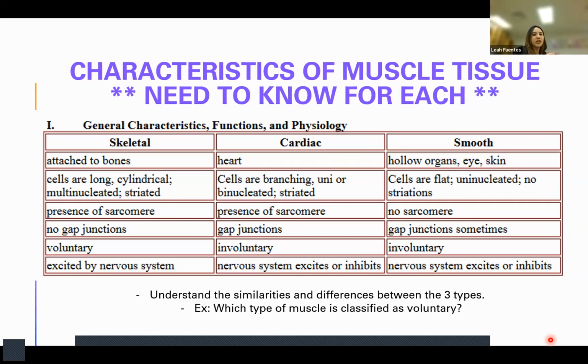And then another thing to know would be, excited by nervous system, that would be the skeletal. The nervous system excites or inhibits for cardiac muscle. And then smooth, again, nervous system excites or inhibits. This specific chart is in the notes. If you don't have access to those, you can email me and I can send them to you, but this is available in the notes.